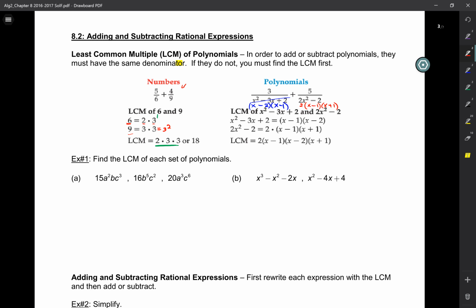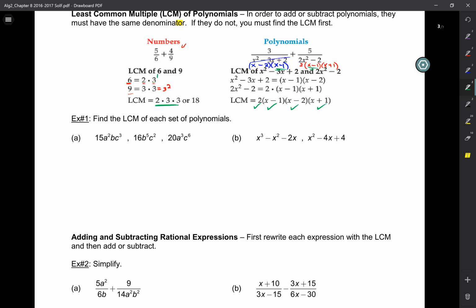So now it's time for the LCM. Well, what do I have between the reds and all the blues? I have a 2, right? So I take a 2. I have an x minus 1, so I take an x minus 1. I have an x minus 2, and I have an x plus 1. So you need to take representatives of every single type. Okay? All right, so take a look at this next one.